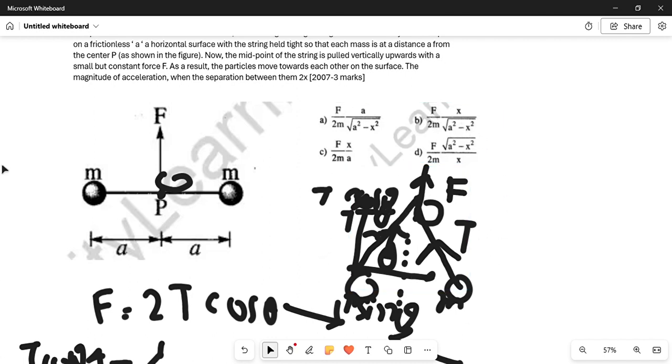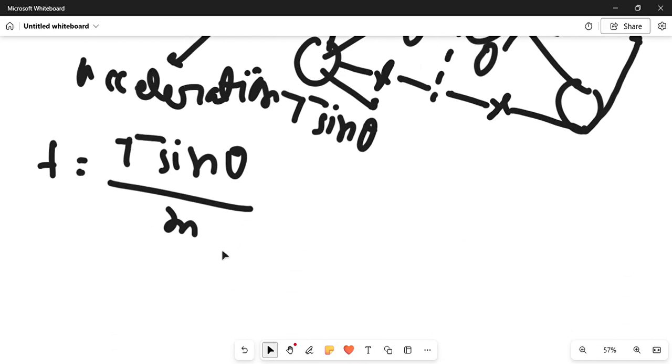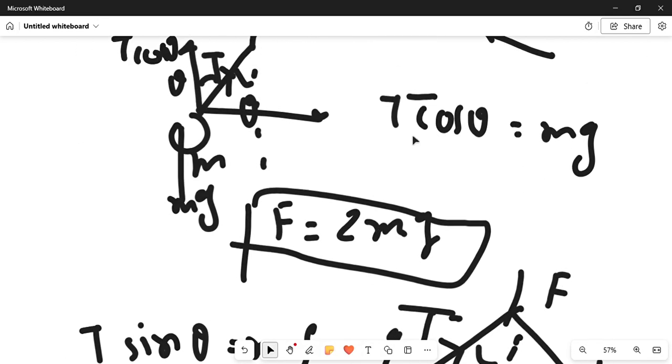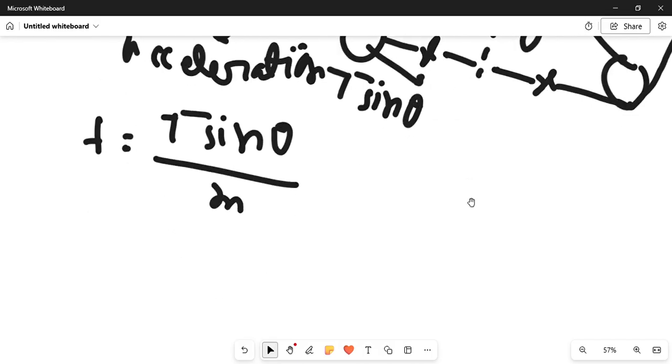Now I have to see the options to decide in which form I have to write this. The answer has to be in terms of x and a. So f is equal to t sin theta by m. For T we have two formulas: F is equal to 2T cos theta and T cos theta is equal to mg. So T is equal to F by 2 cos theta, or T is equal to mg by cos theta. Firstly I write T is equal to mg by cos theta.